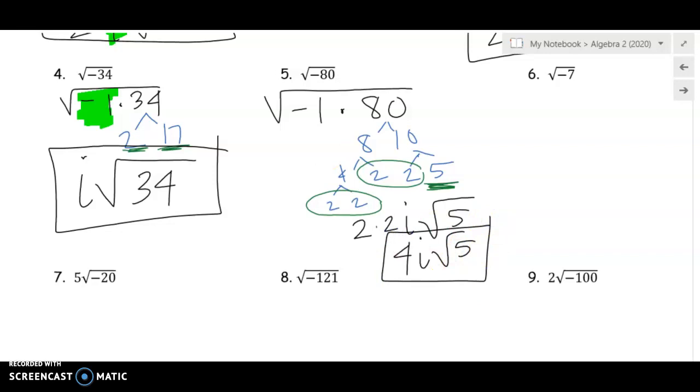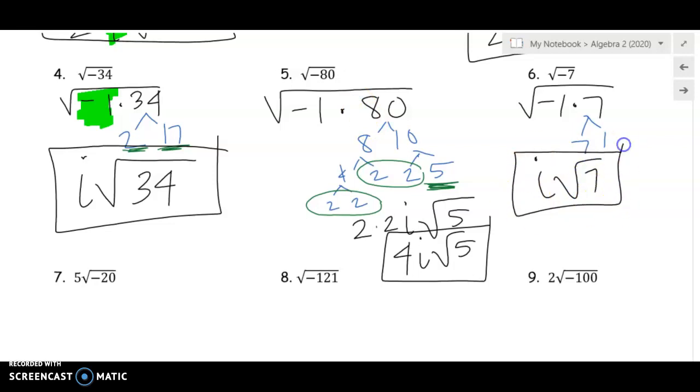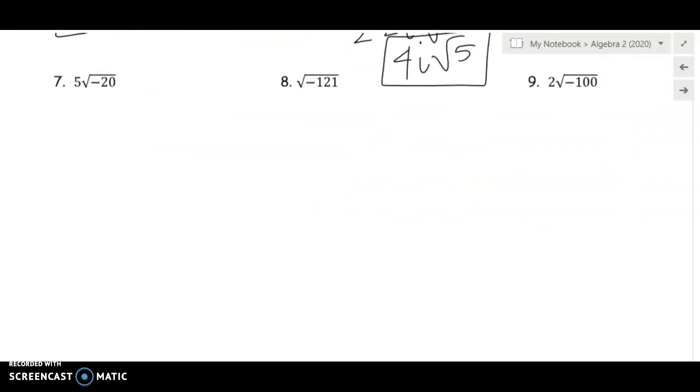Number 6, square root of negative 7. So let's separate this out. Negative 1 times 7. Let's branch off of 7. What multiplies to 7? 7 times 1. That doesn't help me at all. So the only thing I can do is take out the i and leave the root 7 because that didn't break down at all.